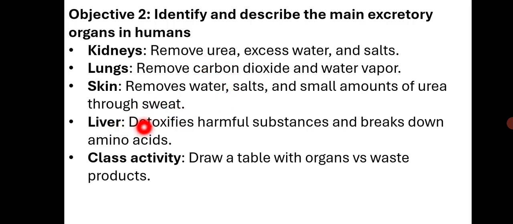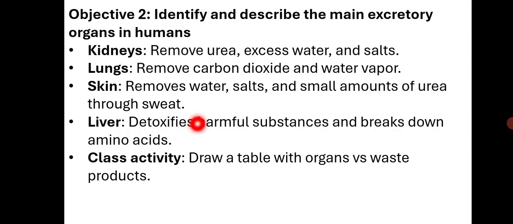Then the other one is the liver, which detoxifies harmful substances and breaks down amino acids. Remember that it is the liver that deaminates excess proteins, removing amino acids from them. When those are broken down, they form urea, which has to be removed either through the kidneys or through the skin.